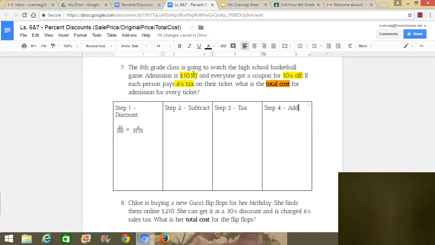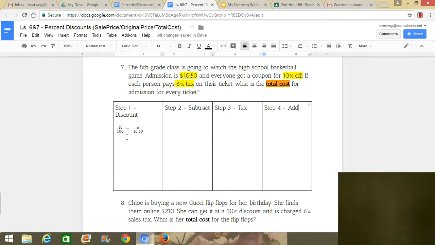So we have our item price of $10.50. That's the cost of a ticket to be admitted to the game. And we have our coupon for 10% off. So let's go down here. I want you to make a fraction. This is our percent fraction of 10 over 100. That stands for 10% off. We're finding the discount, so little d goes on the top, and the price of our item, which is our admission ticket of $10.50, goes in the denominator.